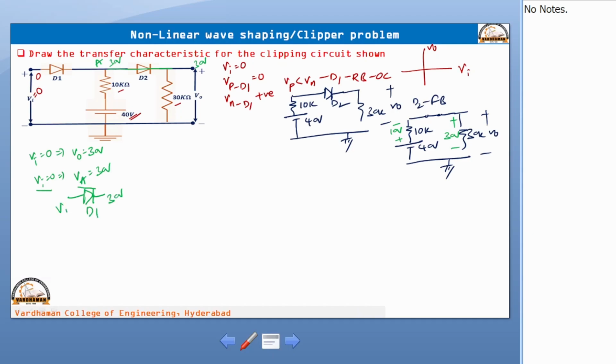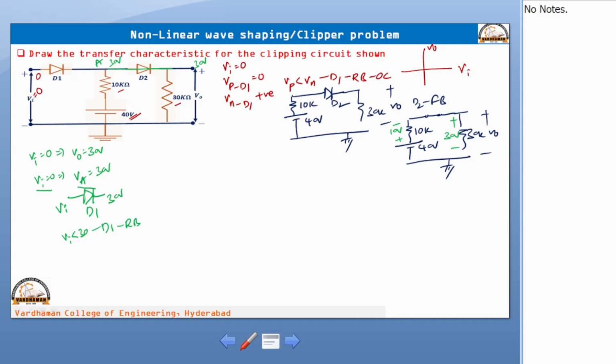So, this is VA actually. Until what input voltage will diode D1 be in reverse bias? If you apply VA less than 30 volts, diode D1 is in reverse bias only. Not only for VA equal to 0, you apply 1 volt, 2 volts, 3 volts up to 30 volts, diode D1 is under reverse bias only, because the inside voltage is 30.